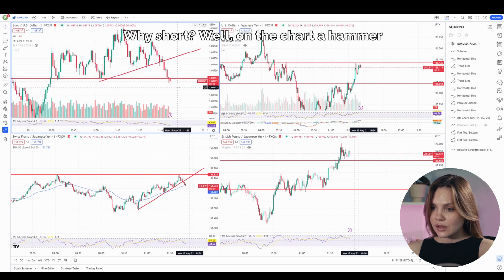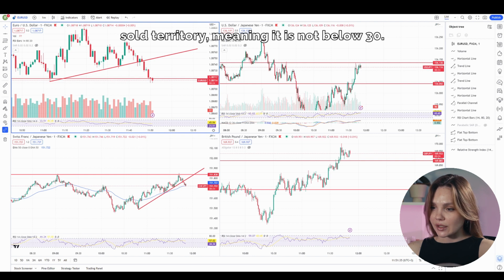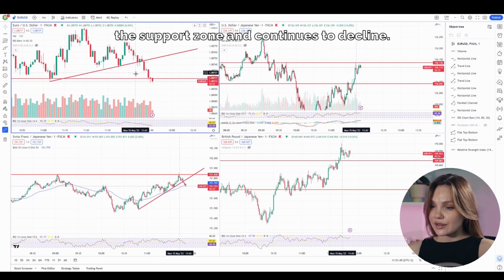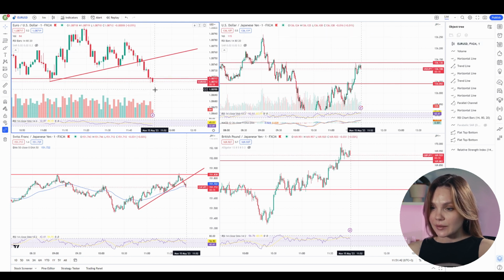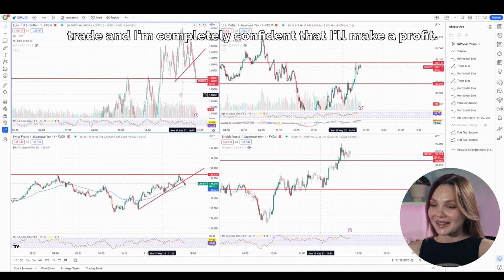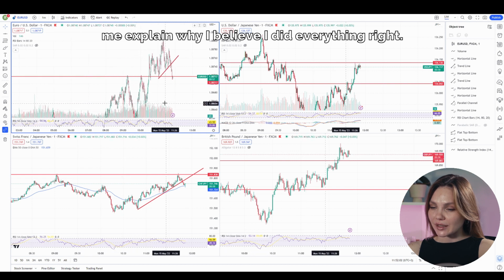Why short? Well, on the chart, a hammer has formed, but the RSI indicator is not in oversold territory, meaning it is not below 30. Now we can see that the price has indeed broken the support zone and continues to decline. There is a little over 2 minutes left in the trade and I'm completely confident that I'll make a profit. I made a quick decision, but let me explain why I believe I did everything right.